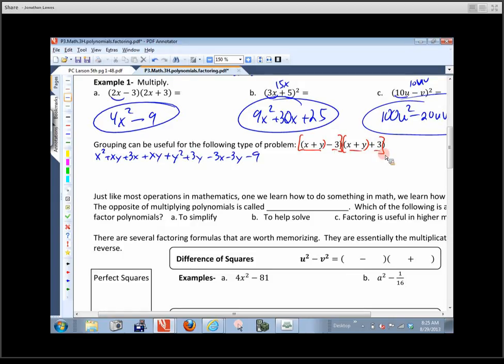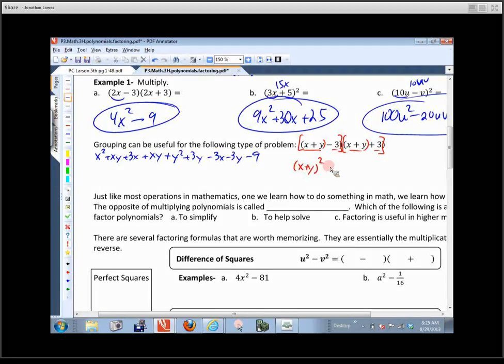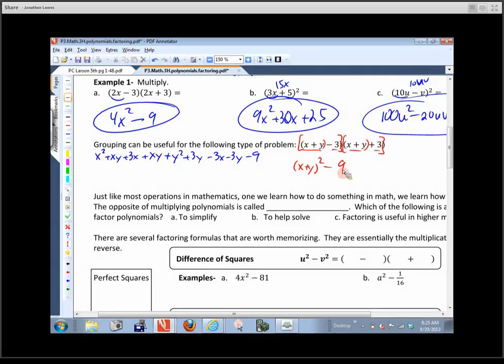And let me say that again. Does that sound a little bit familiar based on what we talked about up here? X plus 3 minus y, x plus 3 plus y. Isn't that kind of like a difference of squares? Yeah. So it's going to be x plus y squared minus 3 squared, which is 9.